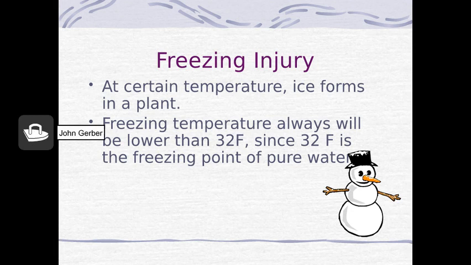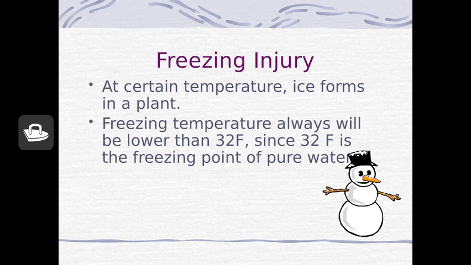As temperatures get low enough, ice can form in the plant, damaging the cells. However, remember, the freezing temperature of a plant will always be lower than 32 degrees Fahrenheit or 0 degrees Celsius, because 32 degrees Fahrenheit is the temperature where pure water freezes. Solutes, salts, things inside the cell lower the freezing point of the plant.